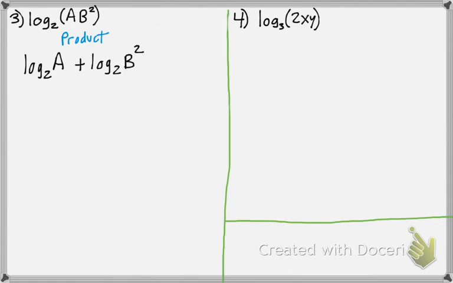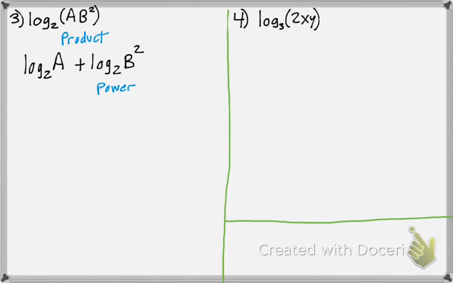When you have two things being multiplied on the inside of a logarithm, you can split it up using the product rule into two logarithms with an addition sign. Our last step is going to be to use the power rule to bring that 2 down out in front.